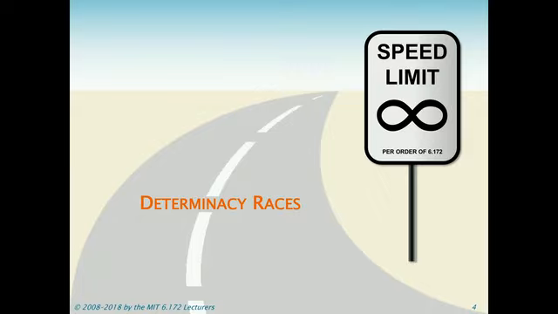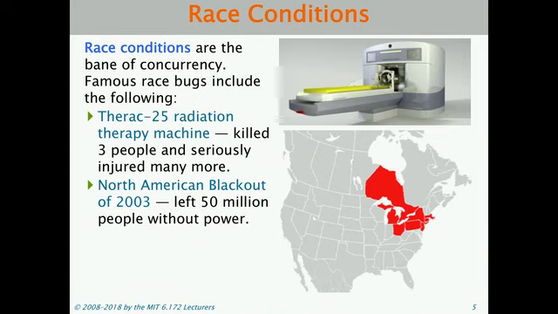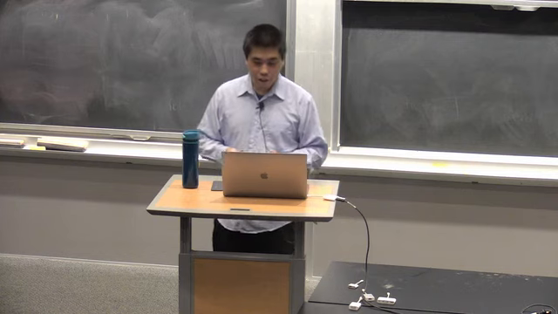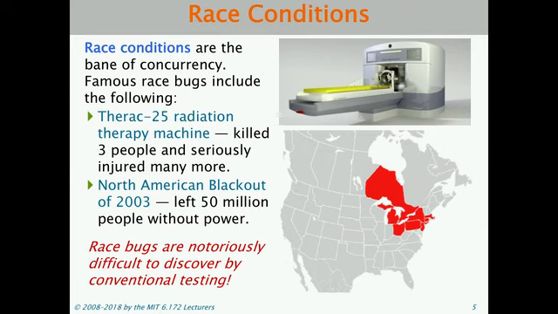All right, so determinacy races. Race conditions are the bane of concurrency. So you don't want to have race conditions in your code. And there are two famous race bugs that caused disaster. There's the Therac-25 radiation therapy machine, and there was a race condition in the software. This led to 3 people being killed and many more being seriously injured. The North American blackout of 2003 was also caused by a race bug in the software, and this left 50 million people without power. So these are very bad, and they're notoriously difficult to discover by conventional testing.